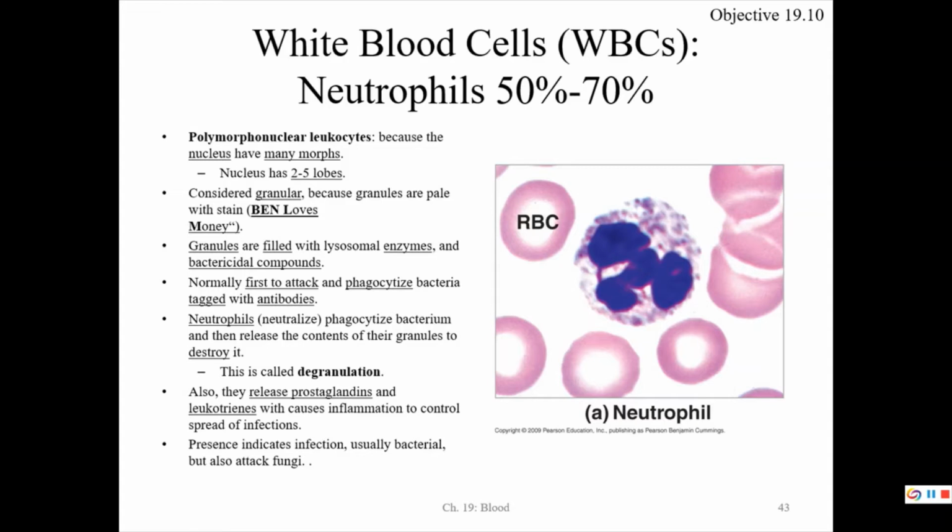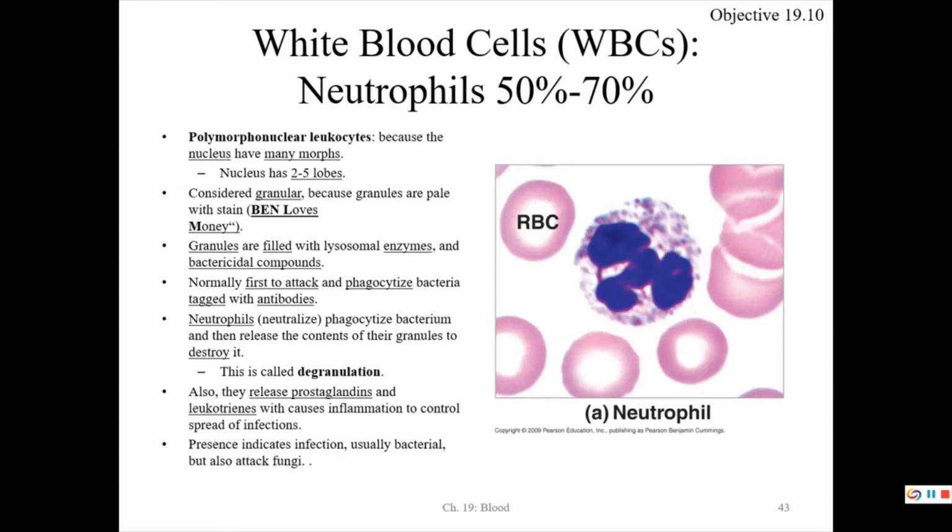So first off, we have what is called a neutrophil. Now, look at the nucleus here. The nucleus has multiple shapes to it, so we call it polymorphonuclear. They can have many morphologies to them. The nucleus has many morphs. They usually have 2 to 5 lobes. This one here has at least 3 lobes. And they are granular.